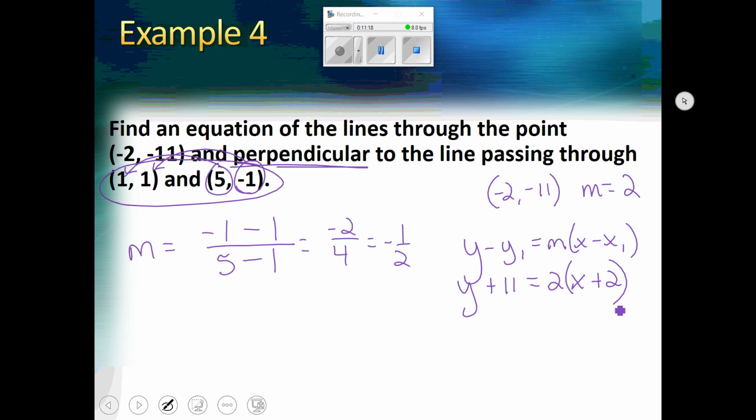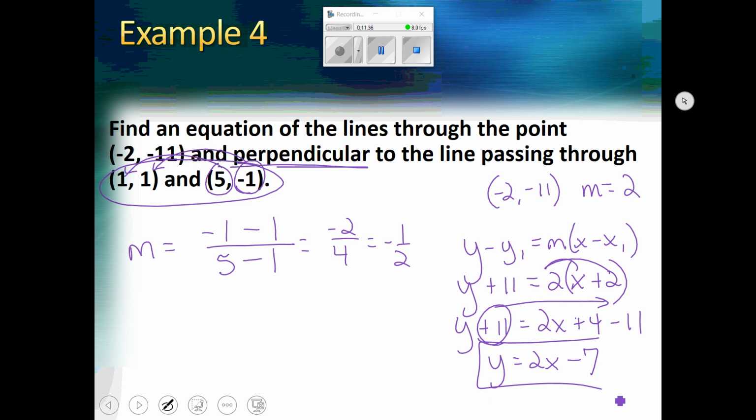And let's take this one to slope-intercept form. y equals mx plus b. We did the last one by standard form. So this one we'll review slope-intercept form. And I'm just going to solve for y. So y equals 2x minus 7. And there is our answer. And we are finished.